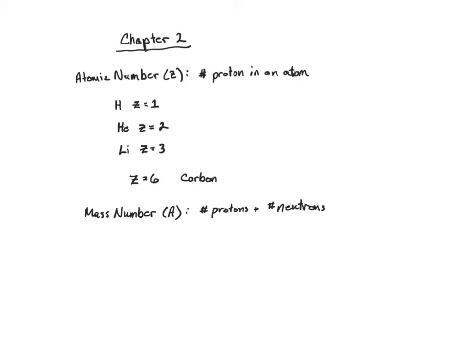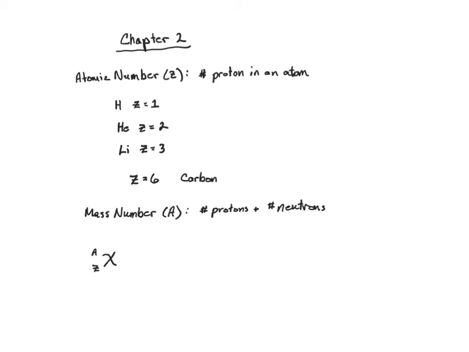Now, when we are symbolizing a particular atom of an element, usually we show the chemical symbol, and then we put the mass number as a superscript in the top left-hand corner, and we put the atomic number as a subscript in the bottom left-hand corner. If I'm given a symbol with this information, that's all I need to figure out the number of protons and the number of neutrons.